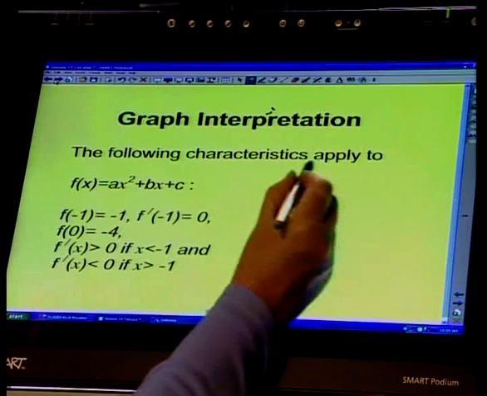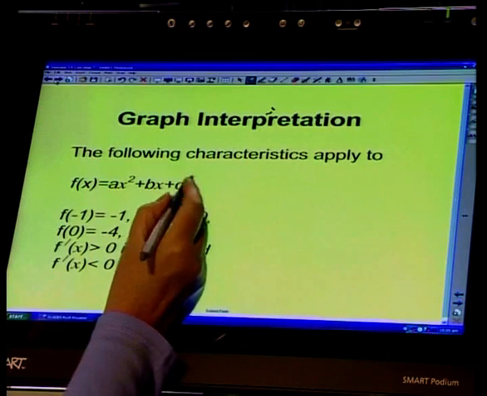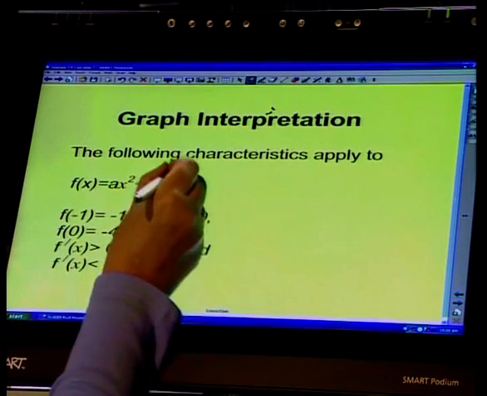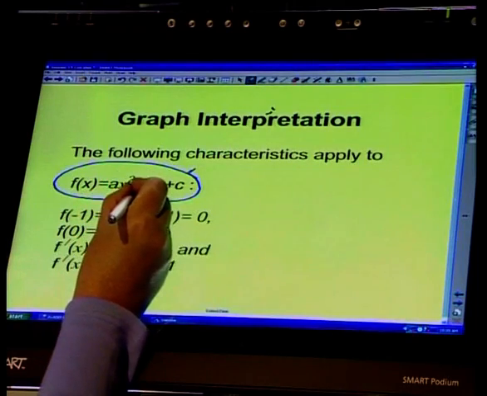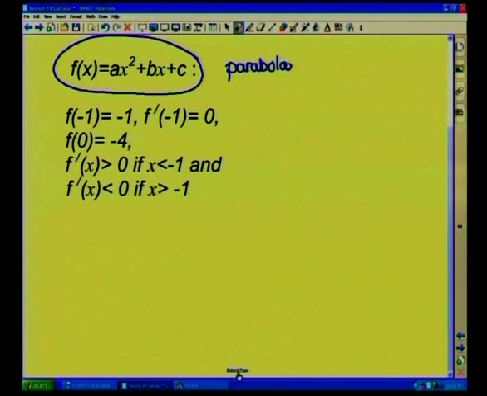Now it says the following characteristics apply to f of x equals ax squared plus bx plus c. As soon as you look at that, you say to yourself, what kind of animal, or in this case what kind of graph, are we dealing with here? As you can see, it's ax squared plus bx plus c, so this is a parabola. We've done enough parabolas to know more or less how they look. But now they're giving us all this information in a very different way. So let's take this up a little bit and have a look.